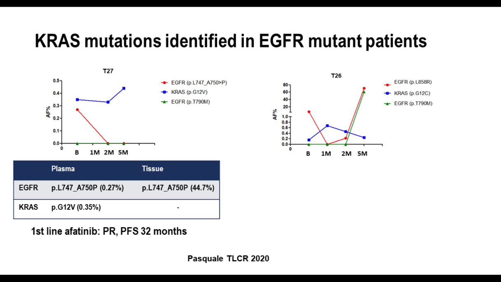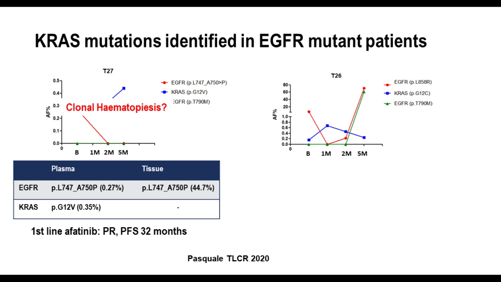We looked then at the outcome of this individual who responded for 32 months to first-line EGF receptor tyrosine kinase inhibitors. And therefore, what we conclude is that although we do not have available a simple test, this is a likely case in which the KRAS mutation is related to clonal hematopoiesis. What about the other case?